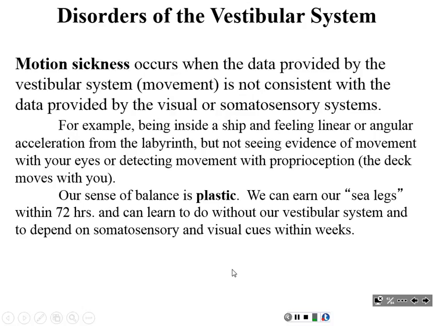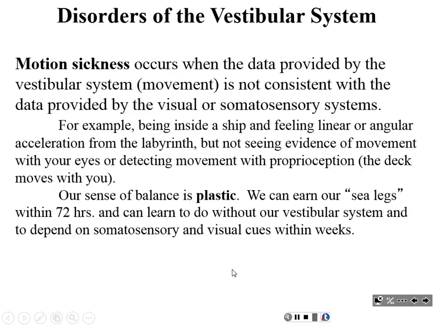Motion sickness. Motion sickness occurs basically when the data provided by the vestibular system is not consistent with the data provided by the visual or somatosensory systems. Basically, it is what happens when you're in a boat. You're inside, the boat is moving, but your eyes don't sense that anything is moving. But the vestibular system says yes, something is moving. And that's how you end up throwing up inside a boat. Okay? Well, not all of you. I do.